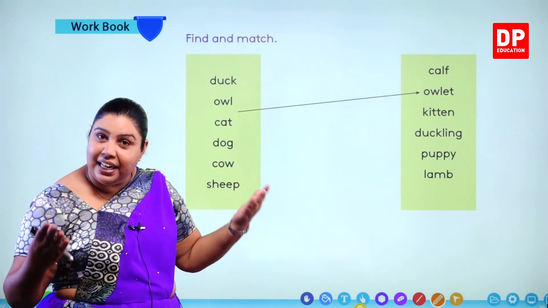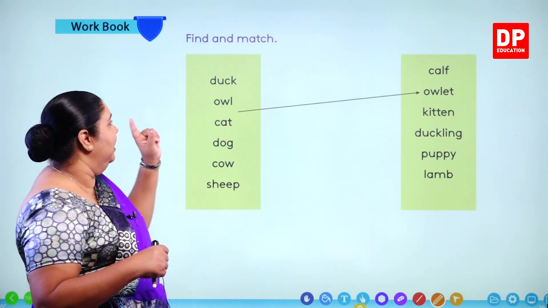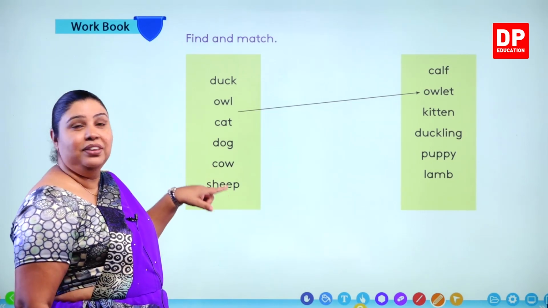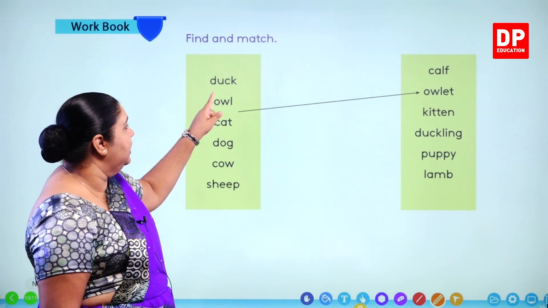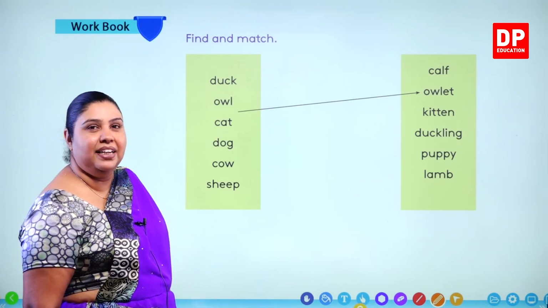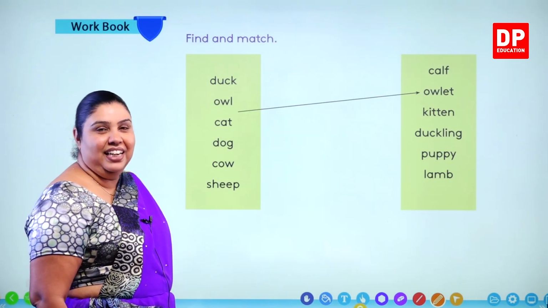Then we can do this activity very easily. We will first read the words on this side. First word, D-U-C-K. What is that? It's the duck.